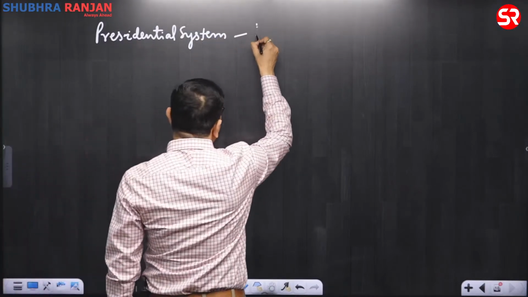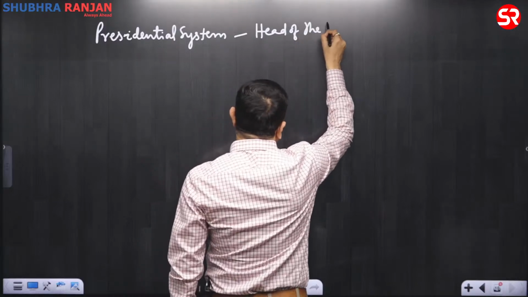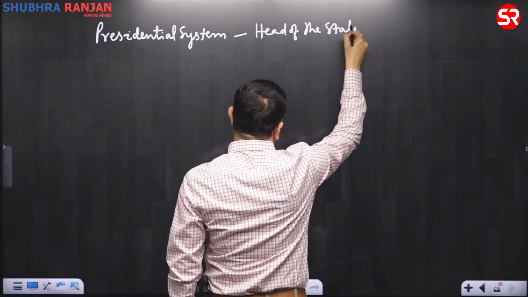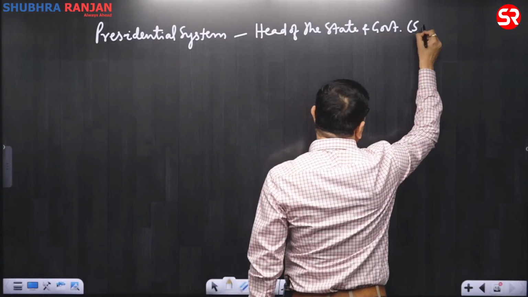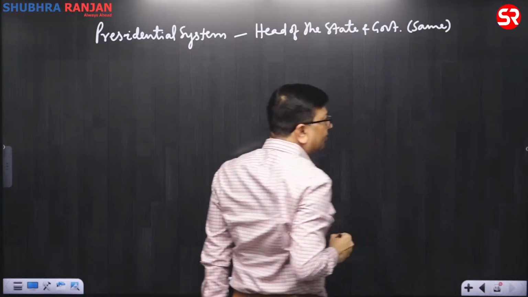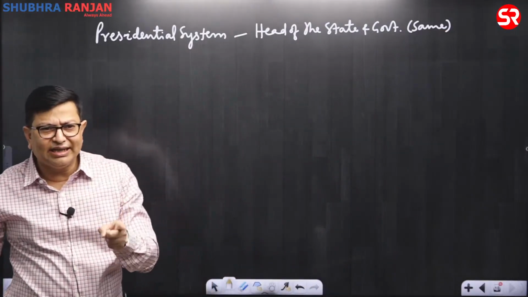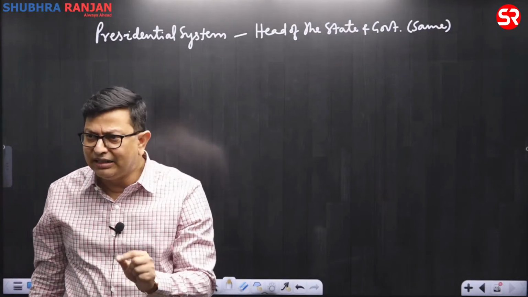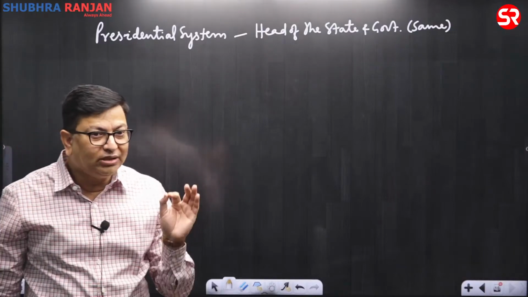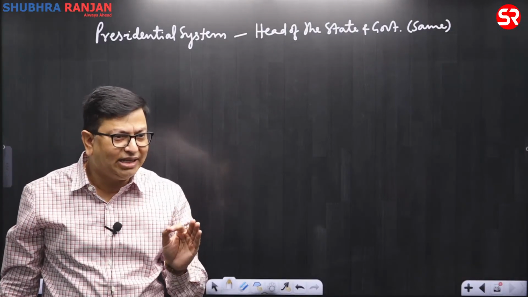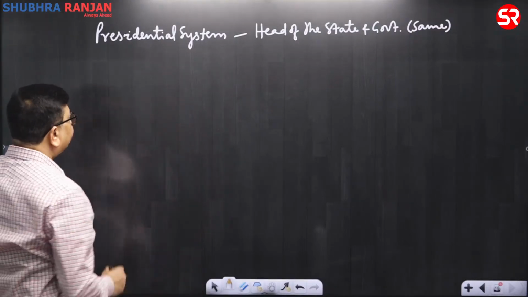In a presidential system, the head of the state and government is the same. In our country, you see, all the decisions are taken by the Council of Ministers and the president is the signing authority. But in America, all the executive decisions are taken by the American president and he is the signing authority himself.